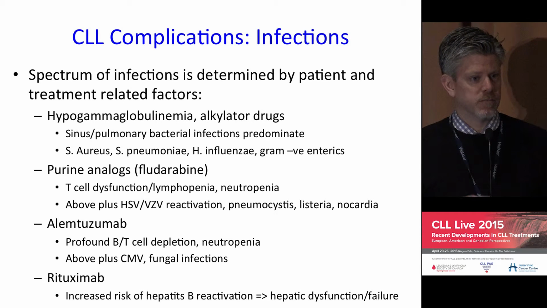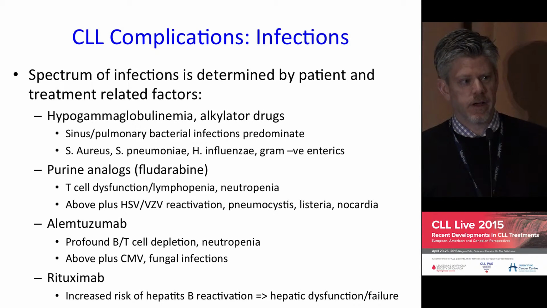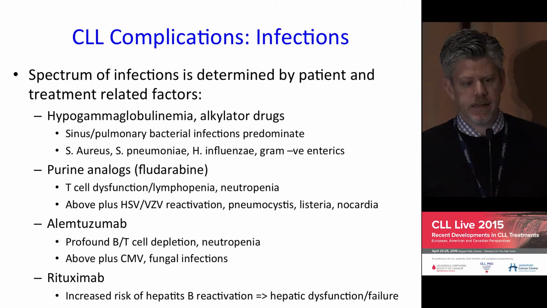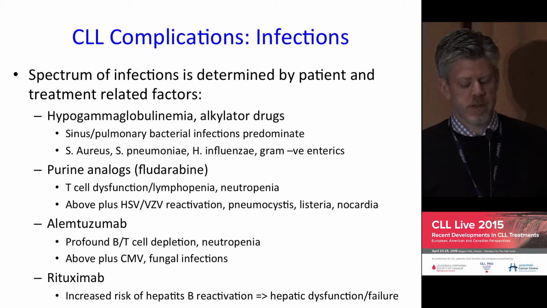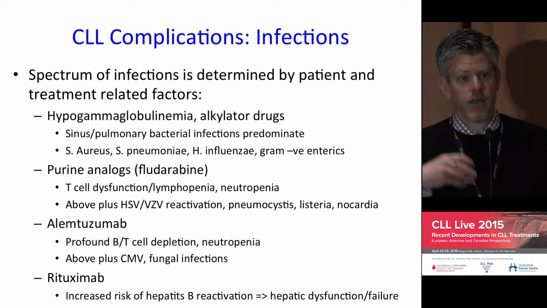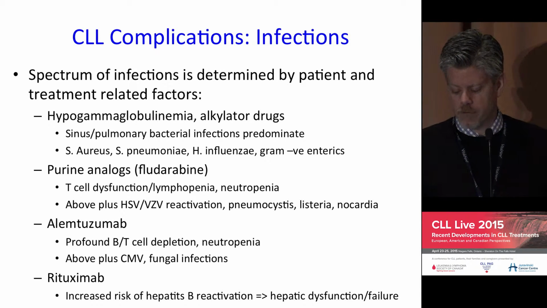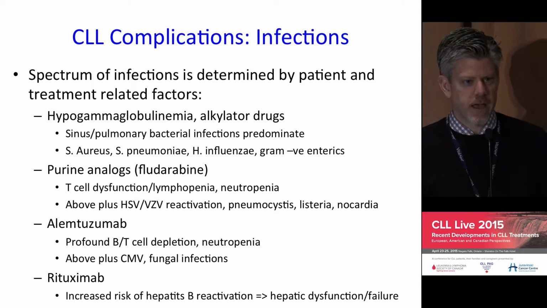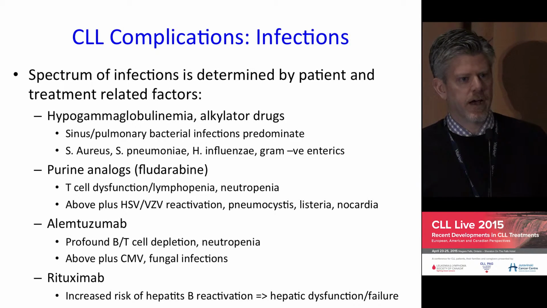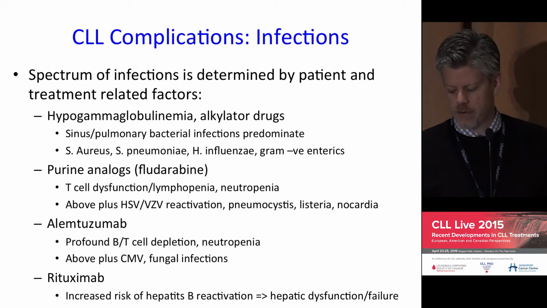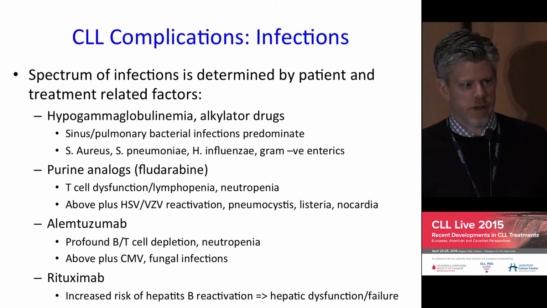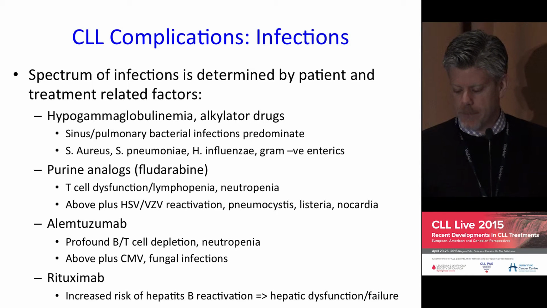Alemtuzumab or Campath is a particularly immunosuppressive monoclonal antibody that leads to quite profound depletion of B and T cells and can be related to all of the above noted infections, plus sometimes some other rarer and sometimes very serious infections. And with rituximab, one of the things we have to keep an eye on is the risk of hepatitis B reactivation in patients with a prior infection. So we do need to monitor and be aware of that.